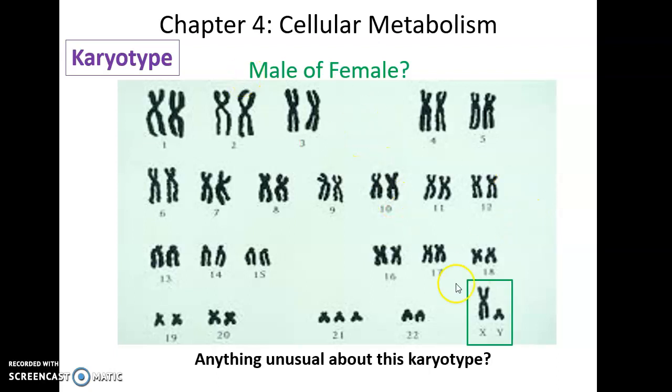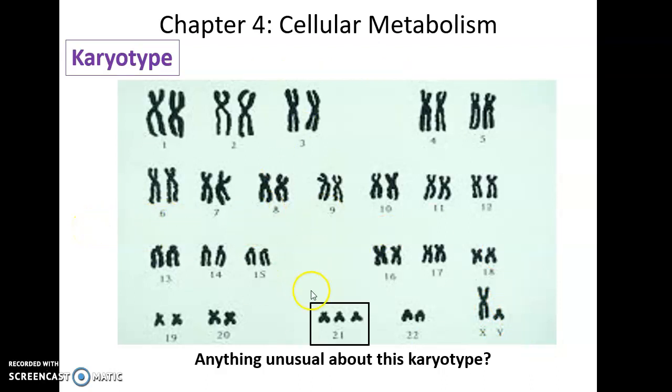So this image, is this person male or female? They are male. We know this because the sex chromosomes, which is the last pair, is XY. If it was female, it would be XX. So is there anything else unusual about this karyotype? That's right. There are 3 chromosome 21s, trisomy 21. So this individual is a male who has Down syndrome.